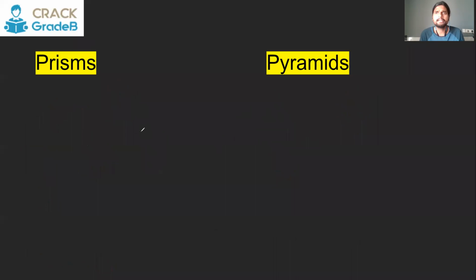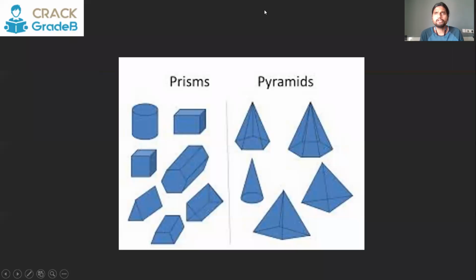Now, apart from this, there are certain general figures for which the formula must be known. Let us start with, for your understanding, there are certain prisms and pyramids. So as I told you, you should be able to identify which is a prism, which is a pyramid. Now, coming to the basic figures.